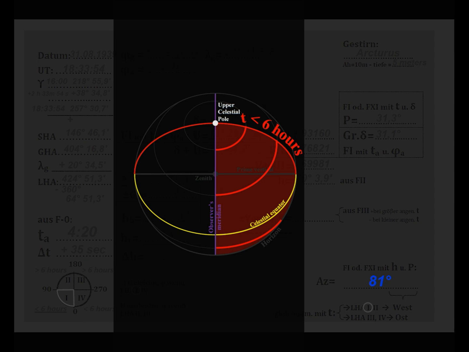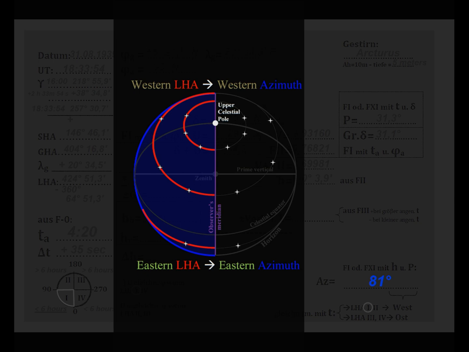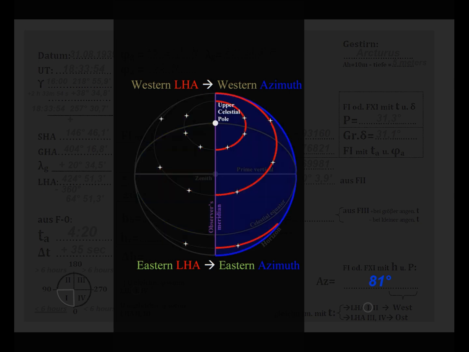To determine the quadrant, the first thing to do is to determine on which side of the meridian of the observer the celestial body is located. This is very easy to do if you know which local hour angle a celestial body has, east or west, since the meridian of the observer is a common element for the horizontal and equatorial systems. The east azimuth corresponds to the east local hour angle and the west azimuth corresponds to the western local hour angle.